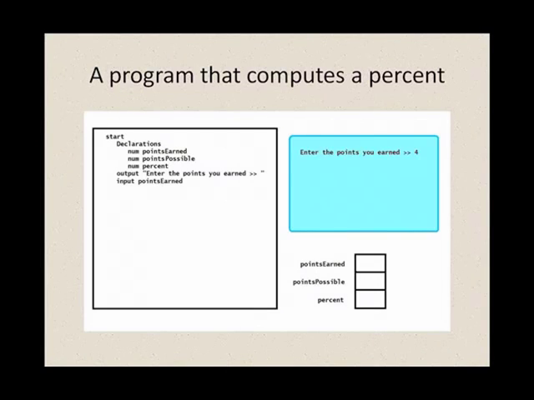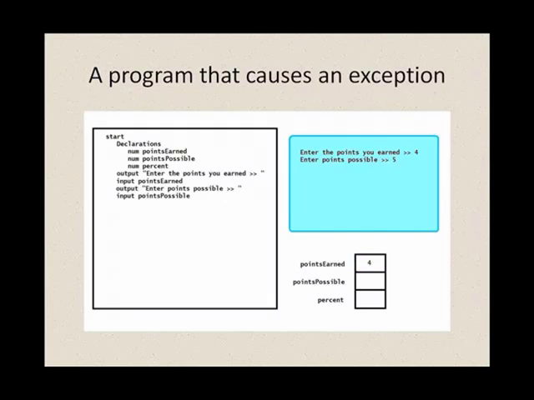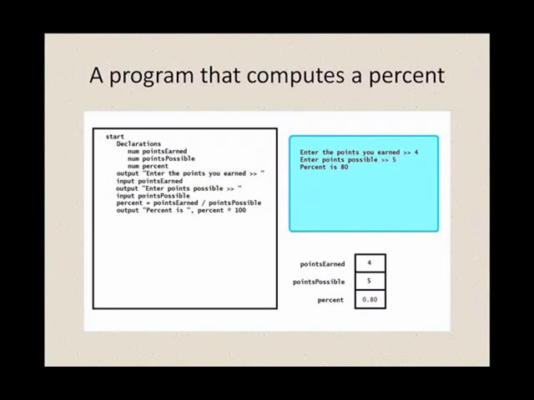You then might prompt the user to enter the points earned, and you might input a 4 to the points earned variable. Then you might prompt enter points possible, and suppose the user types a 5. You'd put 5 in the points possible variable. Then the arithmetic would consist of dividing points earned by points possible, or 4 divided by 5. Percent would be 0.80. Then to output it, you might multiply it by 100, so the answer would be percent is 80. The program would end normally.